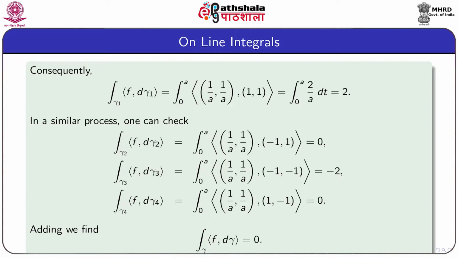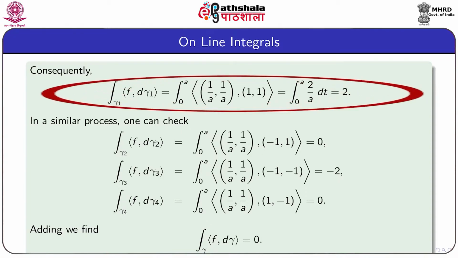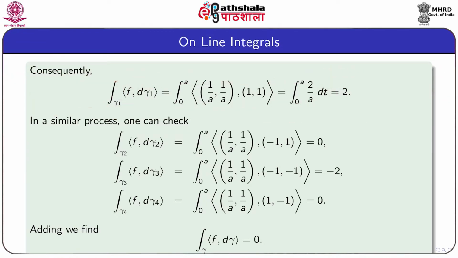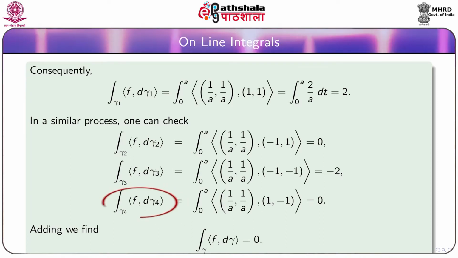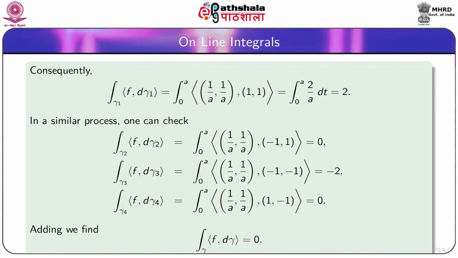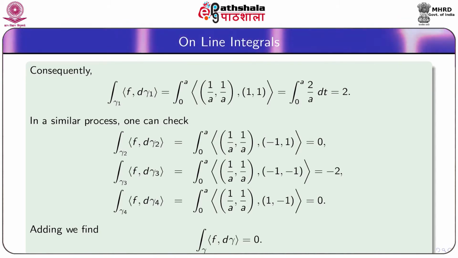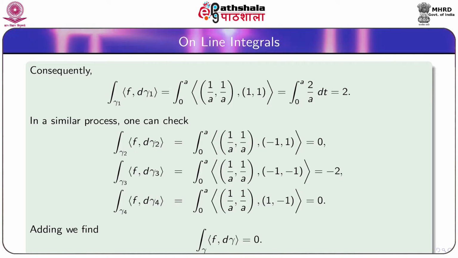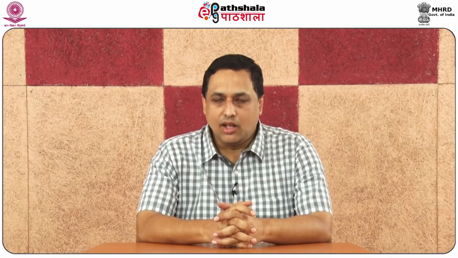Consequently, we find that the value of the line integral over gamma 1 of f d gamma 1 equals 2. In a similar process, we find the integral over gamma 2 of f d gamma 2 is 0, the line integral over gamma 3 of f d gamma 3 is equal to minus 2, and the line integral over gamma 4 of f d gamma 4 equals 0. So, we use the previous result and, after adding all these 4 relations, find that the integral over gamma of f d gamma equals 0.